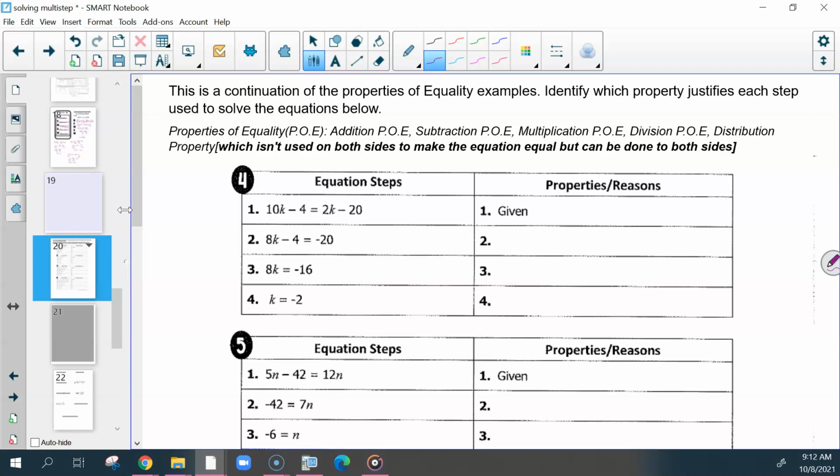So this first part is given. From step 1 to step 2, what did they do there? So I've heard 2 different things. Stella, what did you say? They moved. Moved it how? They subtracted it. And Peyton, is that what you said? Okay. So they subtracted on both sides. So that would be your subtraction property of equality.